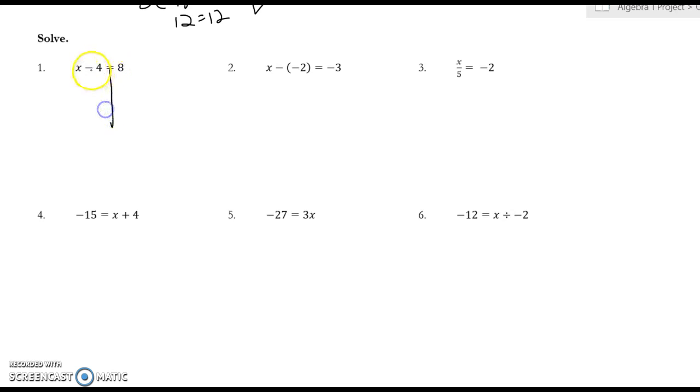Okay, so I draw my line down. I need to get rid of a -4, so you should add 4. -4 plus 4 is gone, because it's just 0, and 8 plus 4 is 12.